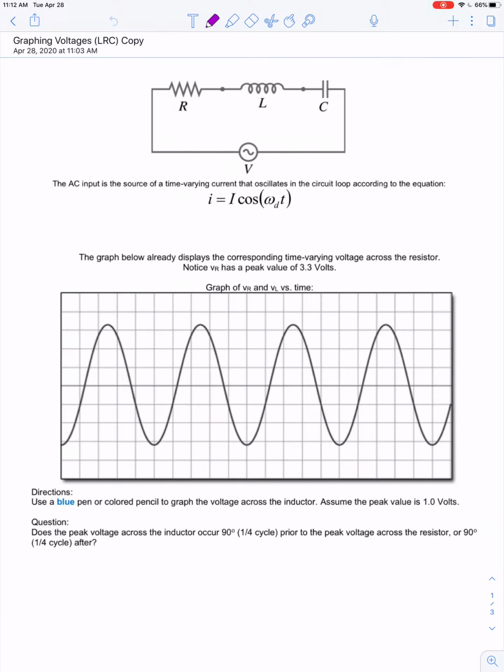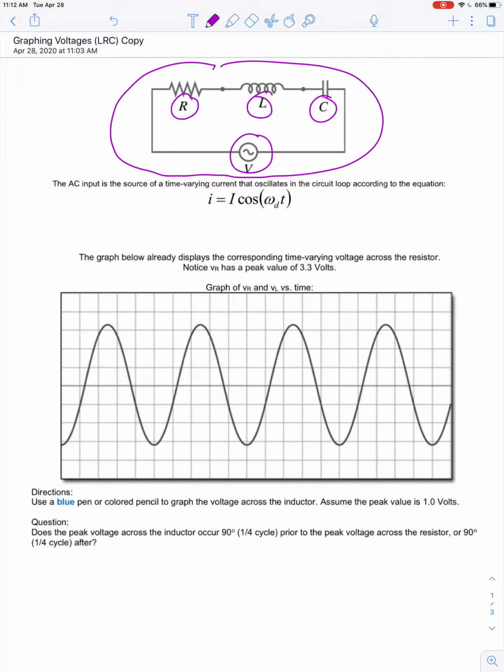Let's see if we can gain a little more insight into the behavior of the LRC series circuit by doing a little graphing exercise. So here we're given an LRC series circuit. The inductor, resistor, and capacitor are all in series with a generator. We could replace the symbol capital V with capital E, so we can think of the voltage as an EMF.